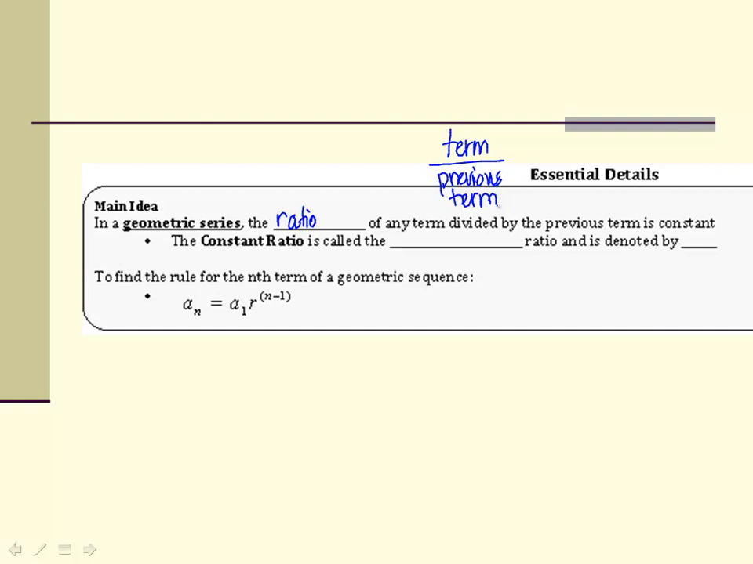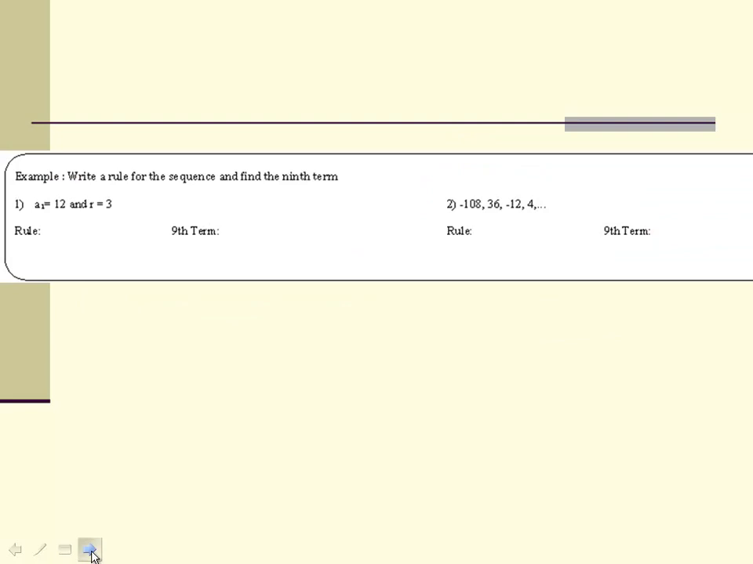The constant ratio is called the common ratio, and it's denoted by r. So here's our general rule for it: a sub n equals a sub 1 times r to the n minus 1 power. Write a rule for the sequence and find the nth term. Again, our formula is a sub n equals a sub 1 times r to the n minus 1 power.